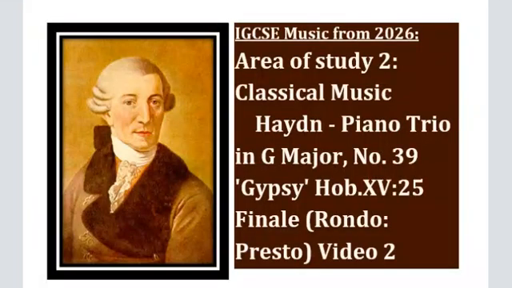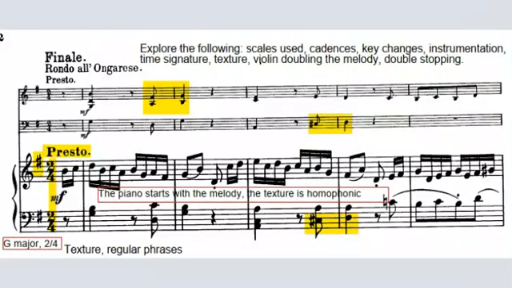Now this is IGCSE Music from 2026, Area of Study 2, Classical Music, and I'm looking at Haydn, the piano trio in G major, the finale, and this is video 2, where I will look at the score and explain the things there. Now in the previous video, we had a look at the Cambridge system where we saw in the syllabus that you have to know the melody, the ornamentation, the structure. So let's go through everything here.